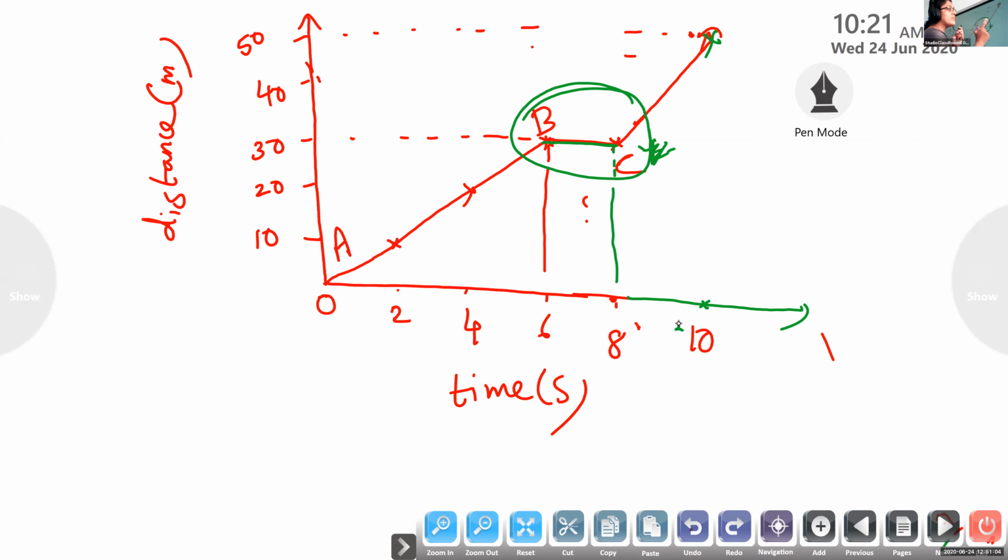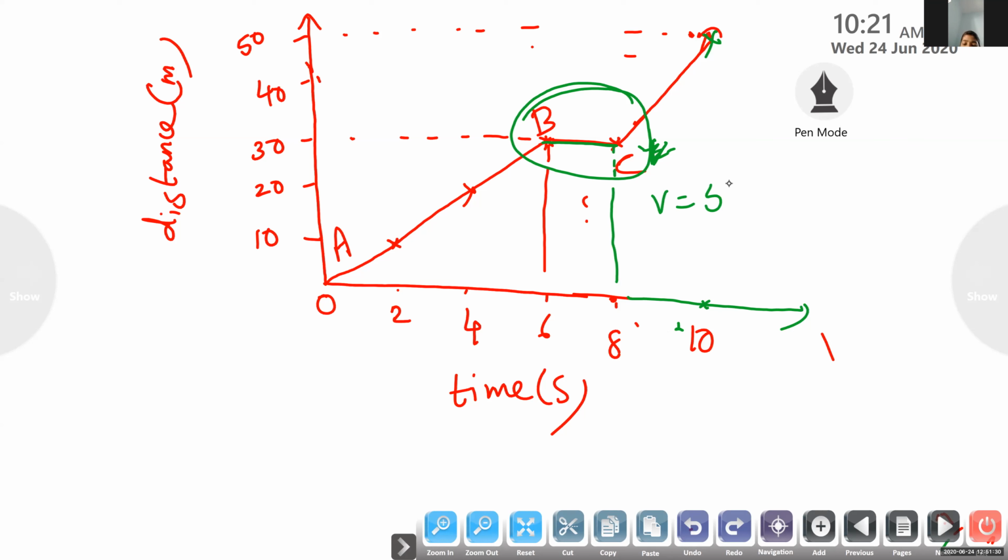My question is, last 2 seconds means it is only the motion between 8 and 10 seconds. Did you understand? So initial distance is 30 and corresponding initial time is 8. And what is the final distance here? Corresponding to the graph, 50. What is the final time here? 10.